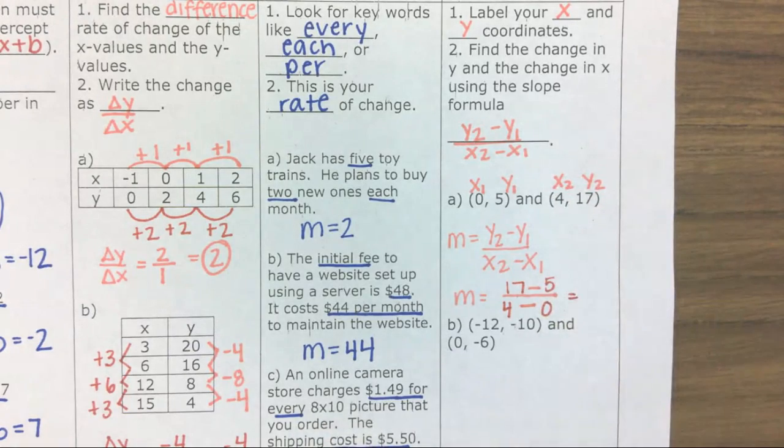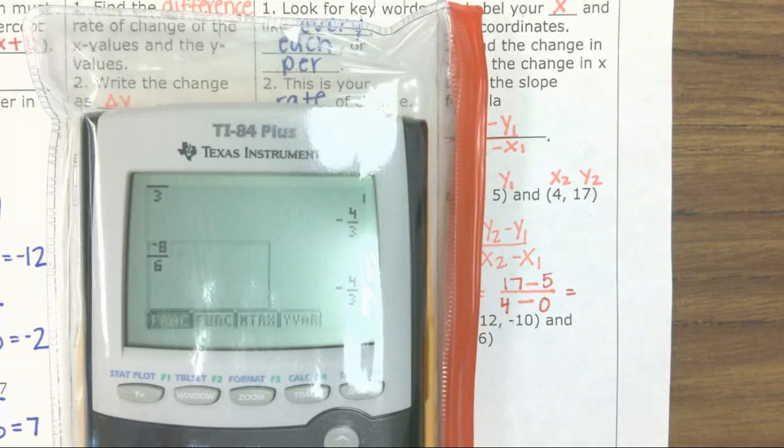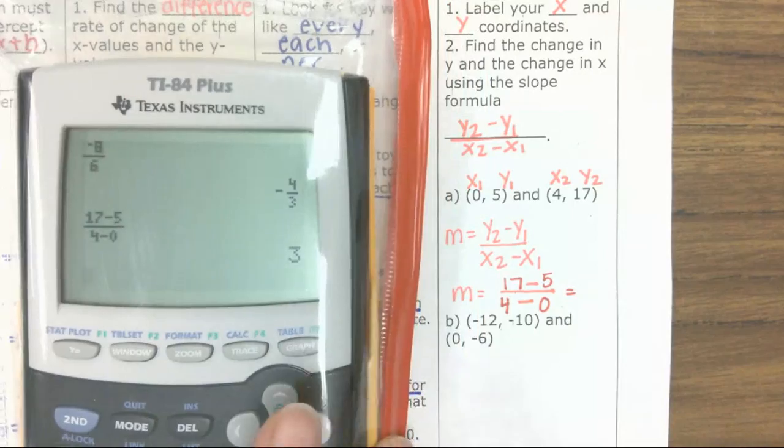And I'm just going to type in that entire thing into my calculator. So I have 17 minus 5 and 4 minus 0. And I'm going to use alpha y equals and type it all in at once. And I will get just 3.